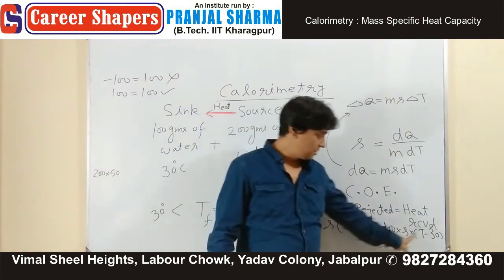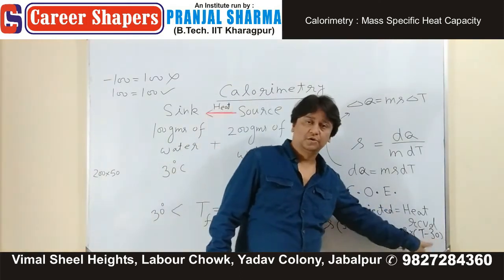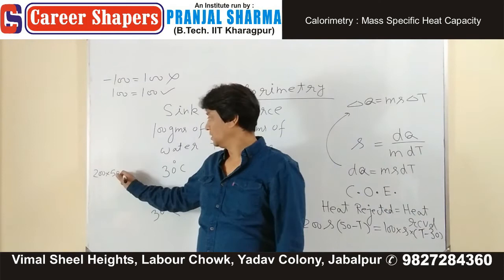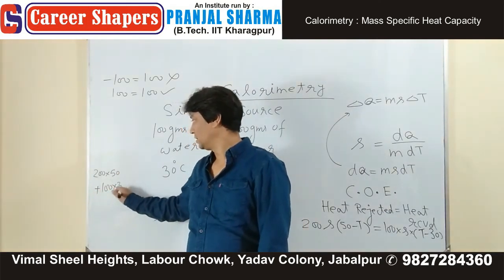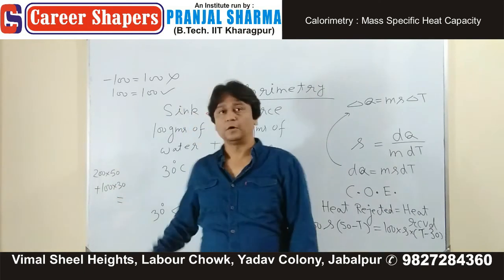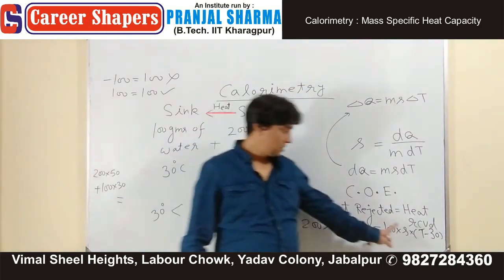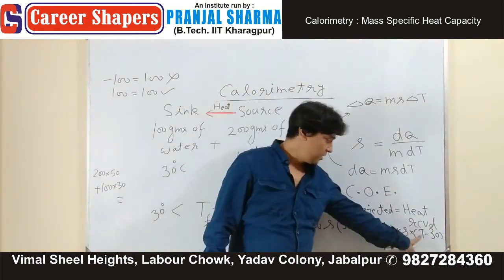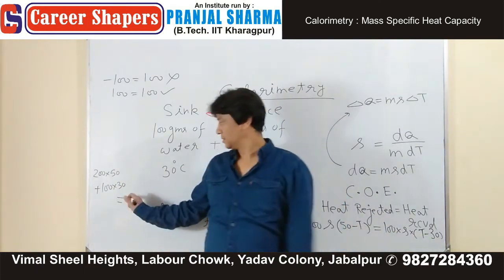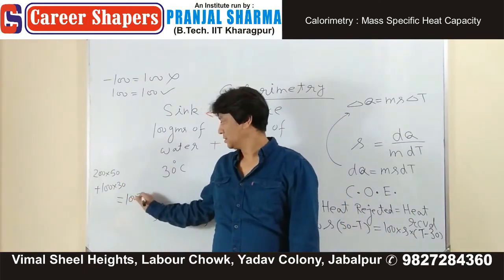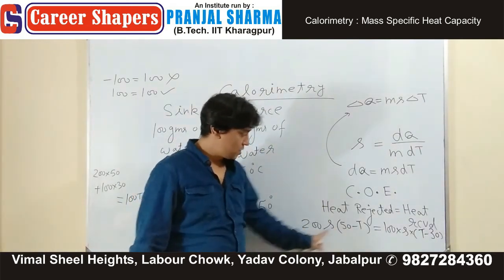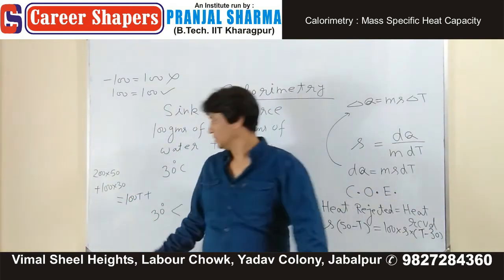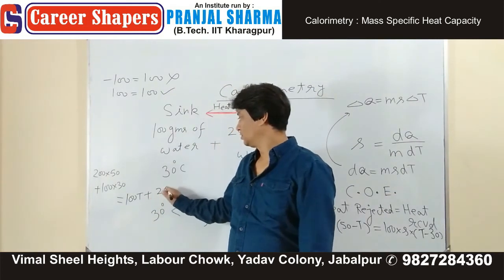This is 100 minus 30, shift, plus 100 into 30. On the right hand side, you've got what? 100 into T plus this minus thing, 200 into T, shift there, 200 T.